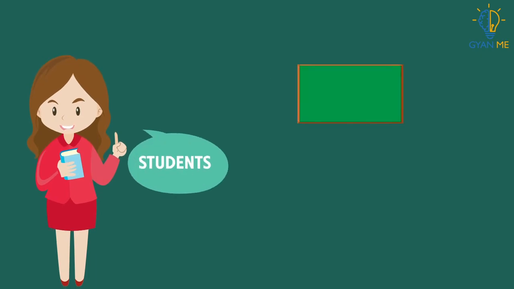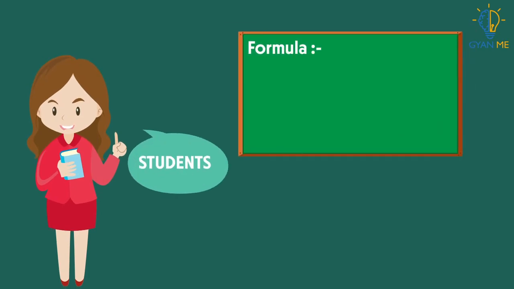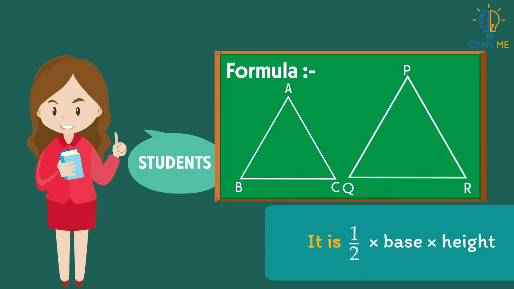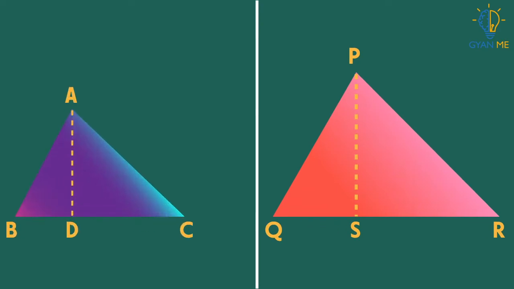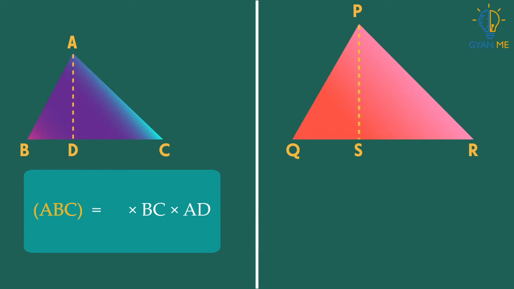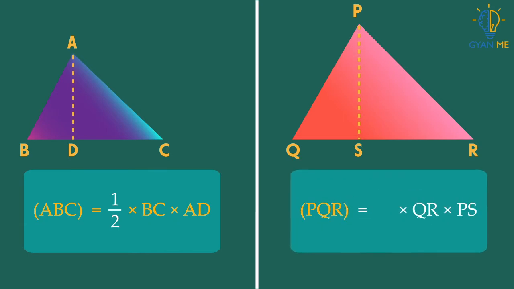Students, do you know the formula for finding the area of a triangle? It is half into base into height. Now accordingly, we can say that area of triangle ABC is equal to half into BC, which is its base, and AD, that is the altitude, gives us height, and area of triangle PQR is half into QR into PS.